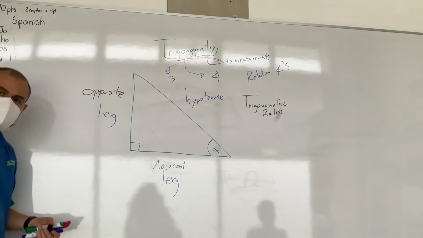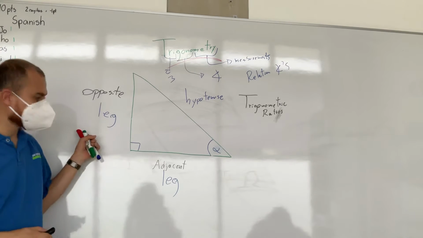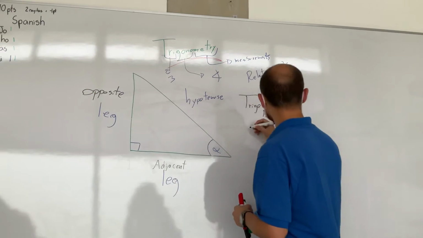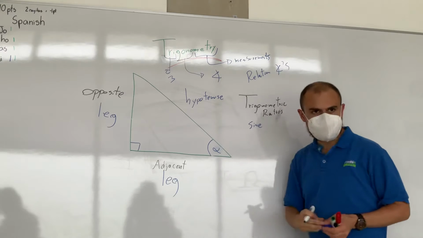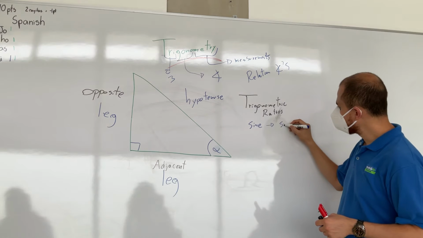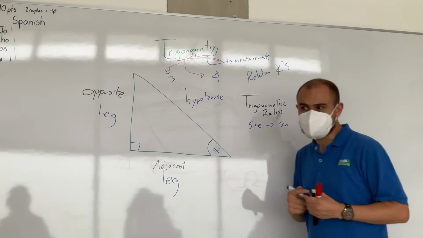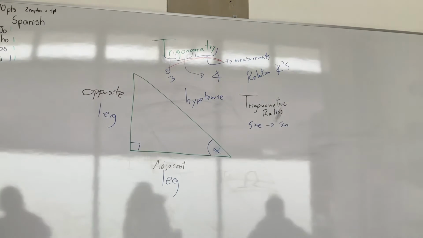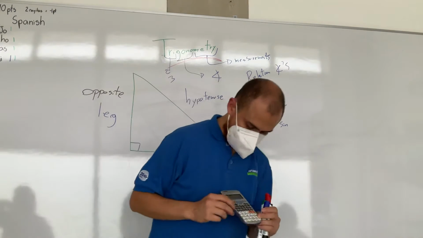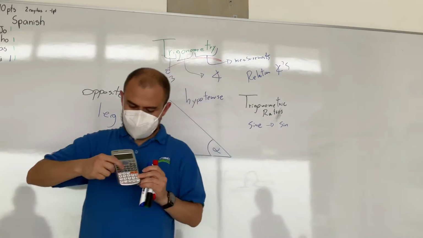Right now I'm going to introduce the three most common trigonometric ratios that are going to use these things. The first one is called sine, abbreviated as sin. Now if you go to your calculator, you can find it there, in the keys in the middle.